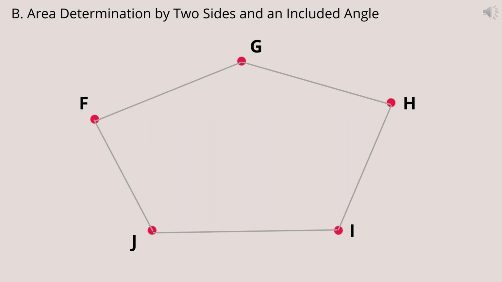Letter B. Area determination by 2 sides and an included element. Number 1. The same field described in letter A, area determination by base and altitude, will be used for this method but change the designations on the corners. For example, use capital letters F, G, H, I, and J instead of capital letters A, B, C, D, and E. Number 2. Divide the polygon into 3 triangles.